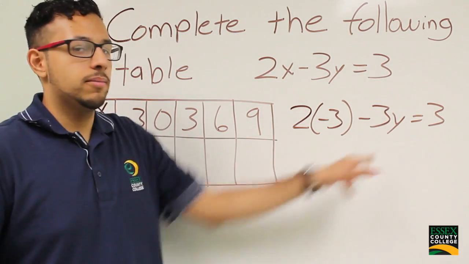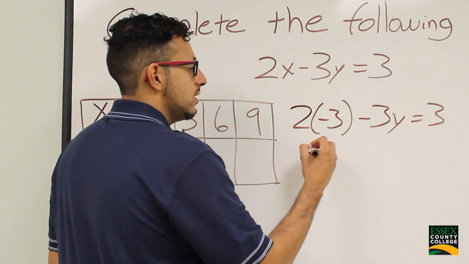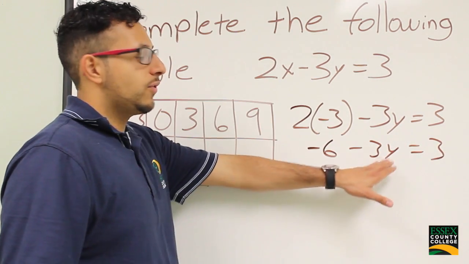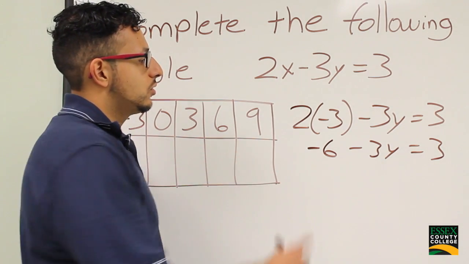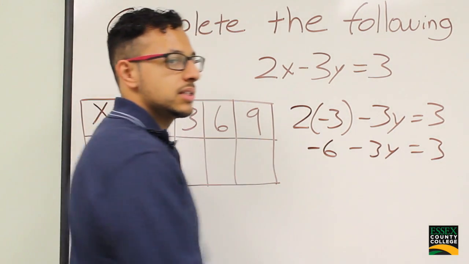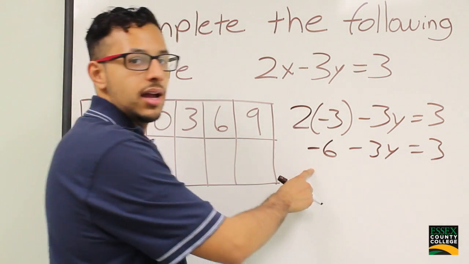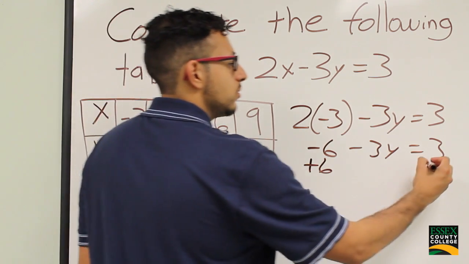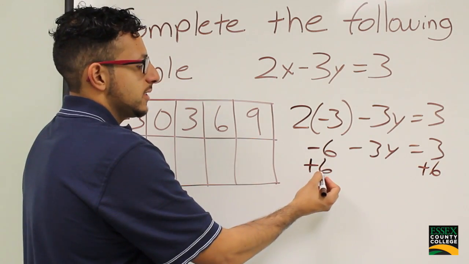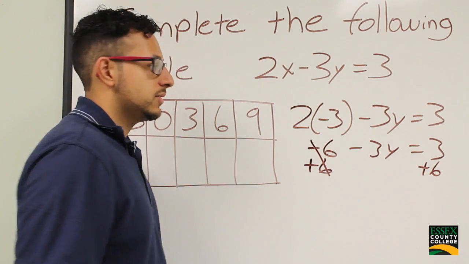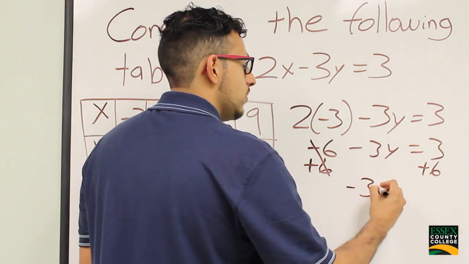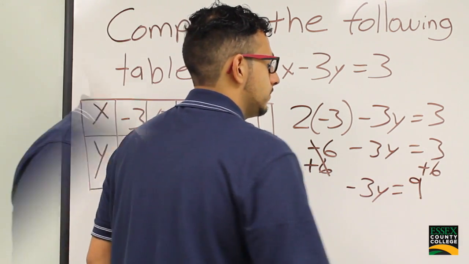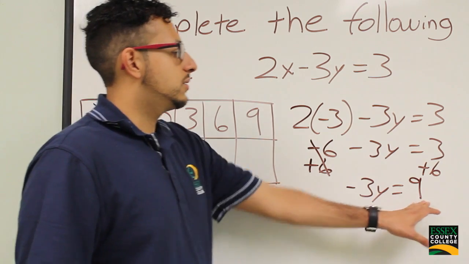Now I have to solve for y. So 2 times -3 is -6 minus 3y is equal to 3. So I'm solving for y, so I need this to be by itself. So I have to bring this -6 to the side. So when we bring it to the other side, it changes sign. So since this is -6, we have to add 6 to both sides. So -6 plus 6, 0, cancels out. So we're left with -3y is equal to 3 plus 6 is 9. So we have -3y is equal to 9.